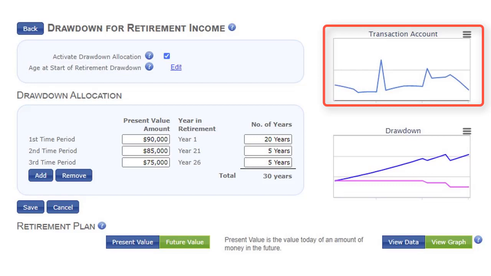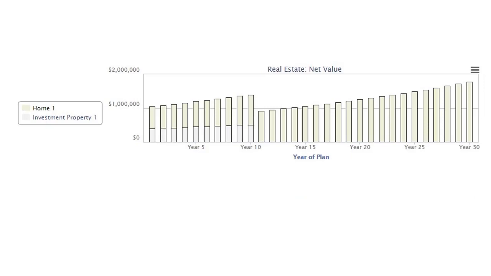If the transaction account is overdrawn, you must re-evaluate how to fund the drawdown. You may need to sell real estate to give more liquidity, or you may need to transfer more funds to the transaction account. It is important that you understand each of these graphs.